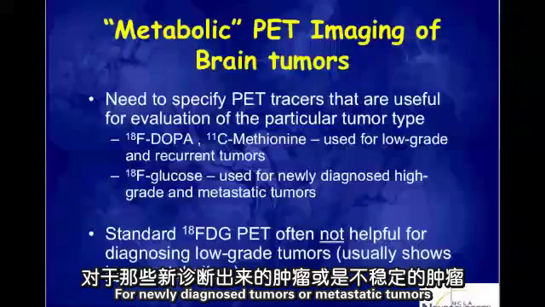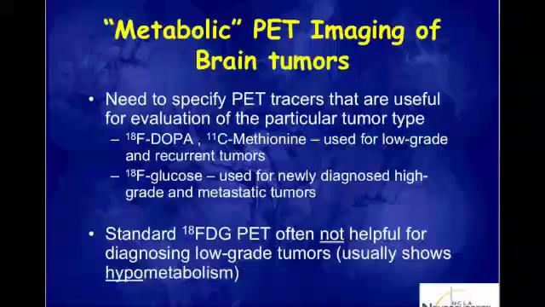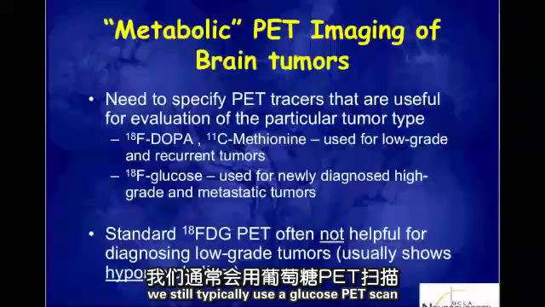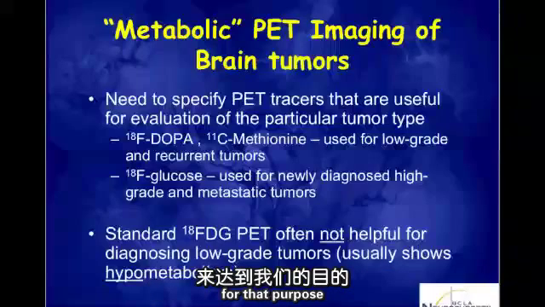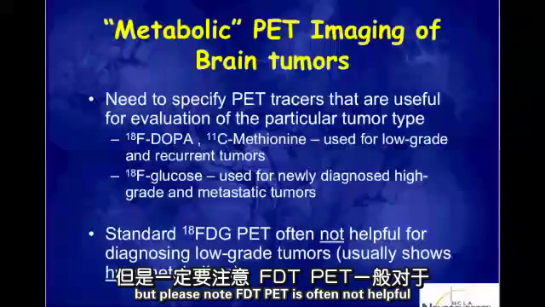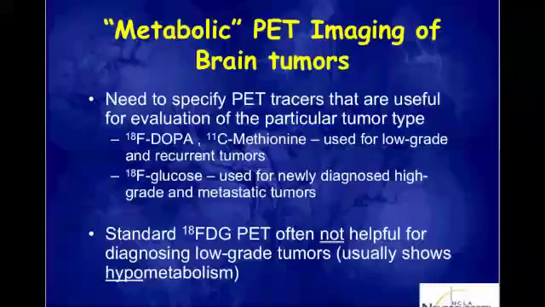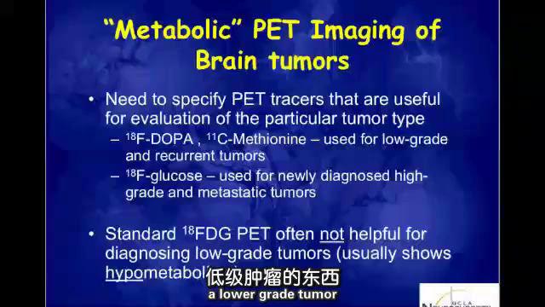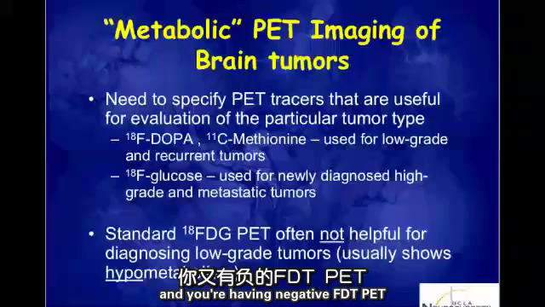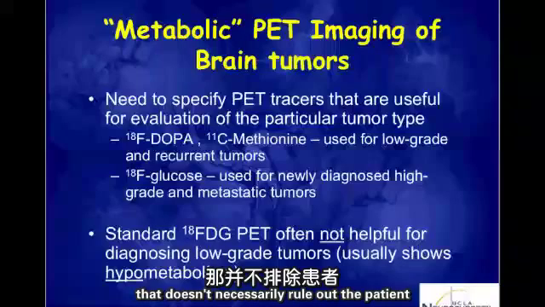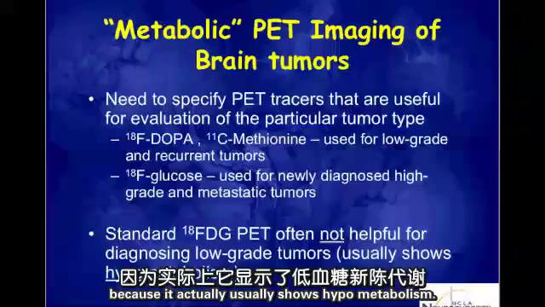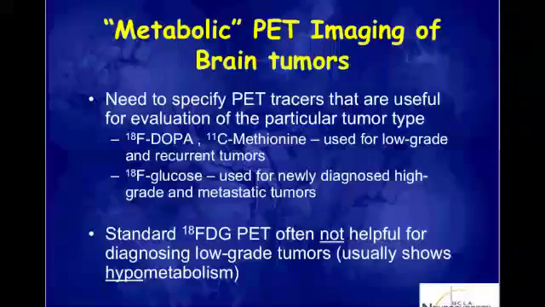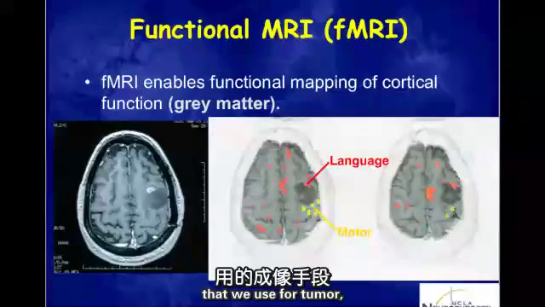For newly diagnosed tumors or metastatic tumors, we still typically use glucose PET scans for that purpose. But please note FDG PET is often not helpful for diagnosing low-grade tumors. So if you have a suspected lower-grade tumor and a negative FDG PET, that doesn't necessarily rule out a low-grade tumor, because it usually shows hypometabolism. So those are imaging modalities that we use for the tumor.